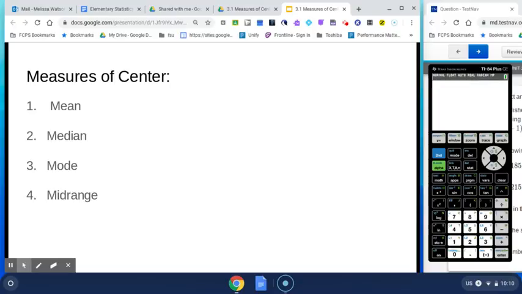The mode is the number that occurs the most. And then the midrange is the low number plus the high number divided by 2. In other words, it's the average of the minimum and maximum numbers in the data set. So let's take a look at an example, and we're going to calculate these 4 measures of center using this example.